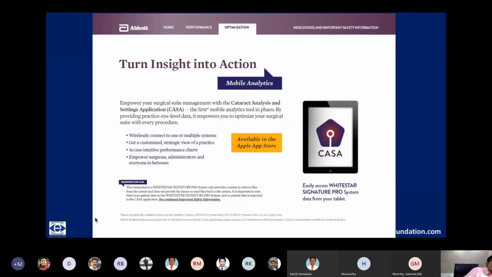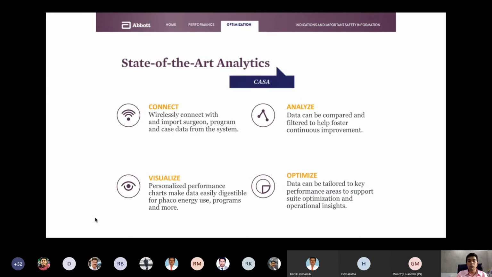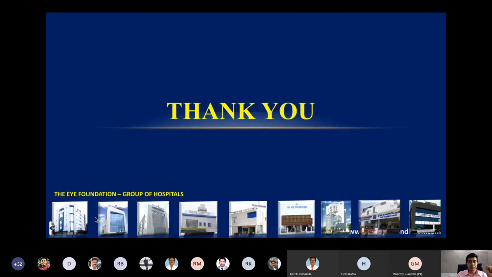Quite frankly, this is something which even I haven't used to the full extent, where you do the cataract analysis and settings application, where you're able to get in a lot of data, which can be wirelessly taken from your system. The way you're using your settings can be intuitively assessed with the performance charts, and you can go on and optimize your settings as you go on. So it gives you a wireless mechanism to connect and visualize your performance, analyze your data and optimize your settings as well.